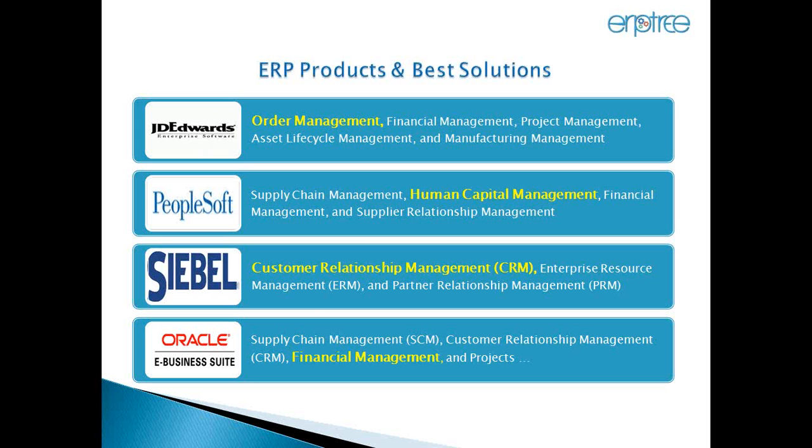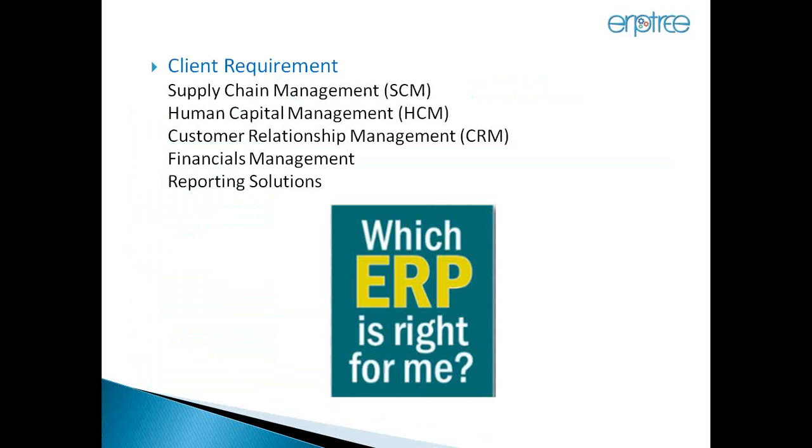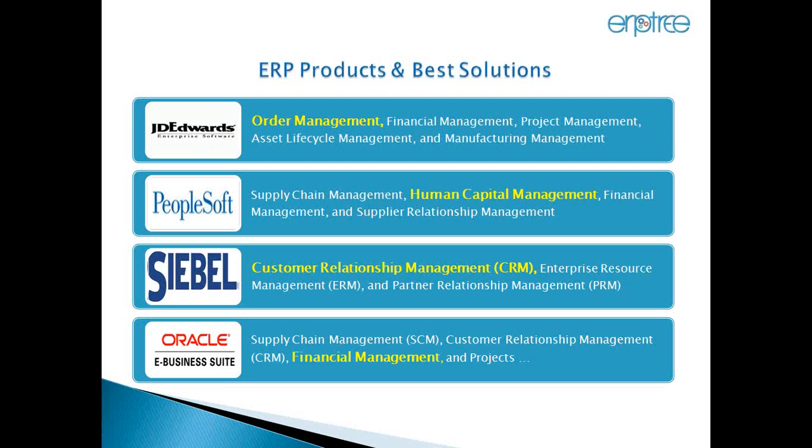And from Oracle EBS, the best solution you can see all the time is financials. So now if the client wants to use these different solutions, which ERP does the client have to choose? Definitely they have to choose PeopleSoft for HCM, Siebel for CRM, Oracle for financials, and maybe JD Edwards for order management and supply chain management processes. This is how they have to pick the different solutions from the different ERP products.